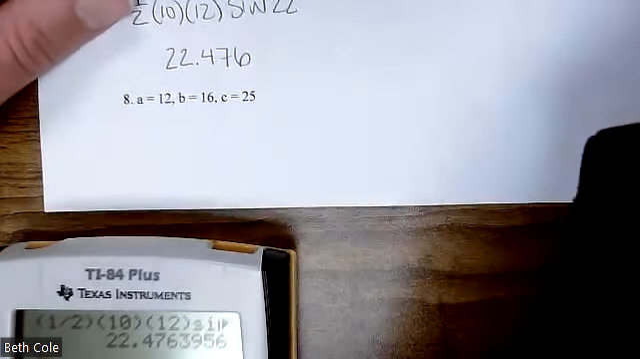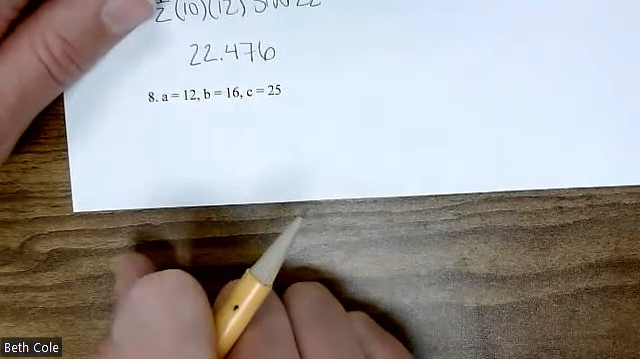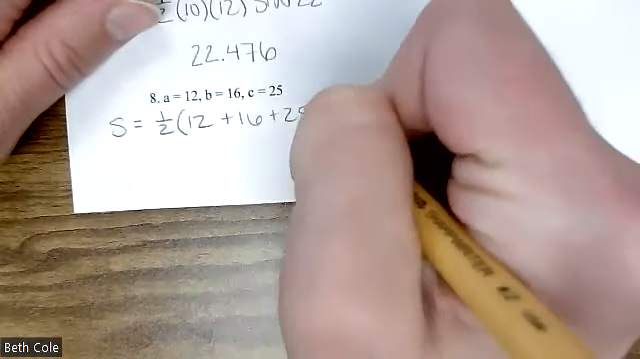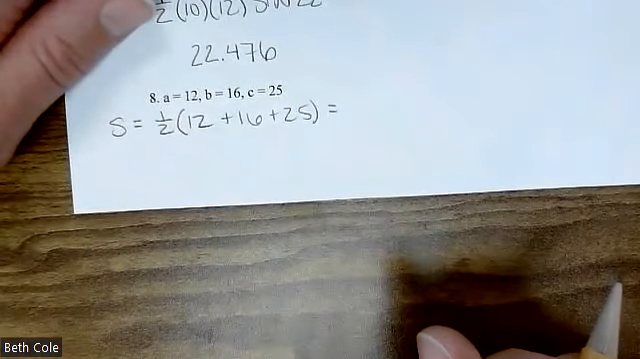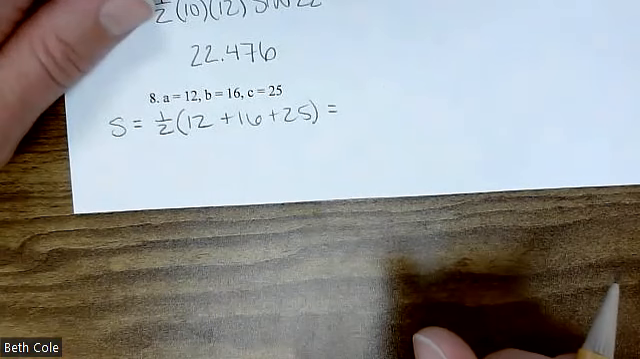All right, do you see how this one doesn't have an angle? So we're going to do Heron's formula because all you have are the sides. So you get this magical S value. It's 1/2, and then you just add them all together, and you can feel free to put that in the calculator. Add them all up, and then 1/2 of it.